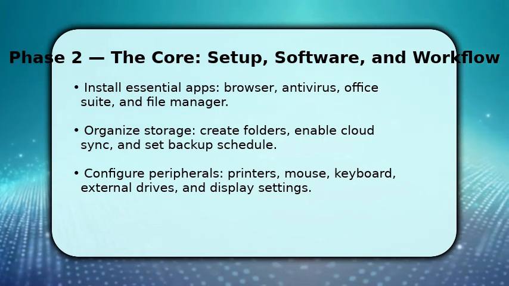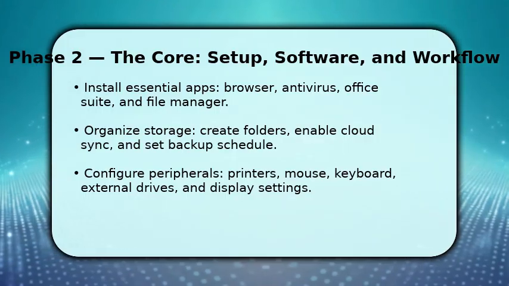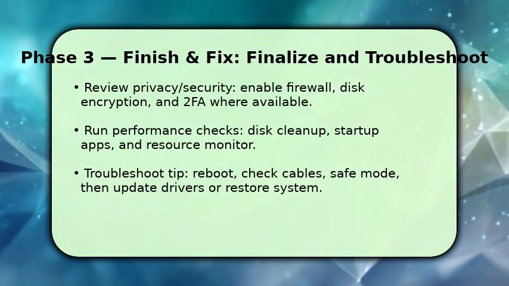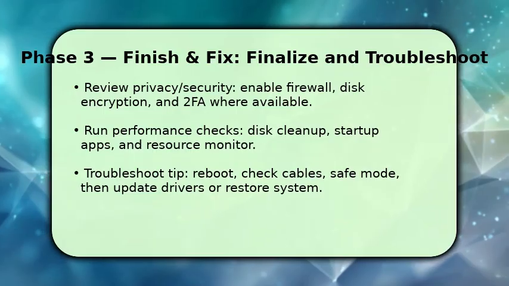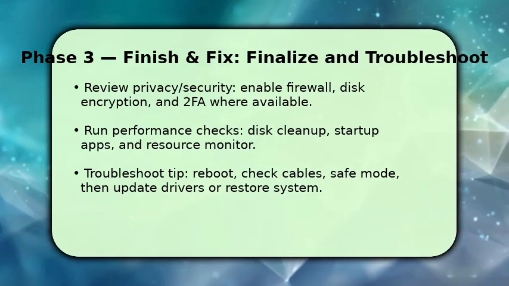Finish by locking down security. Enable the firewall, turn on disk encryption, and set up two-factor authentication for key accounts. Once done, run a performance sweep. Clean up disk space, disable unnecessary startup apps, and monitor CPU and memory usage to catch issues early.